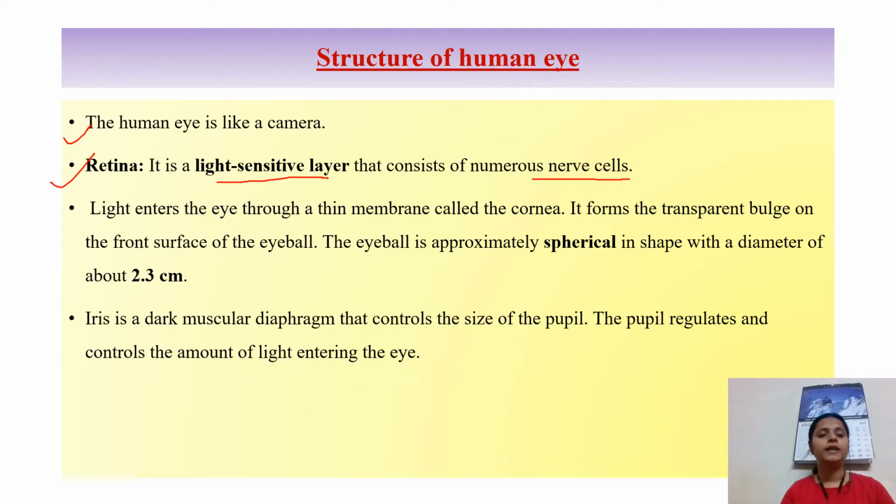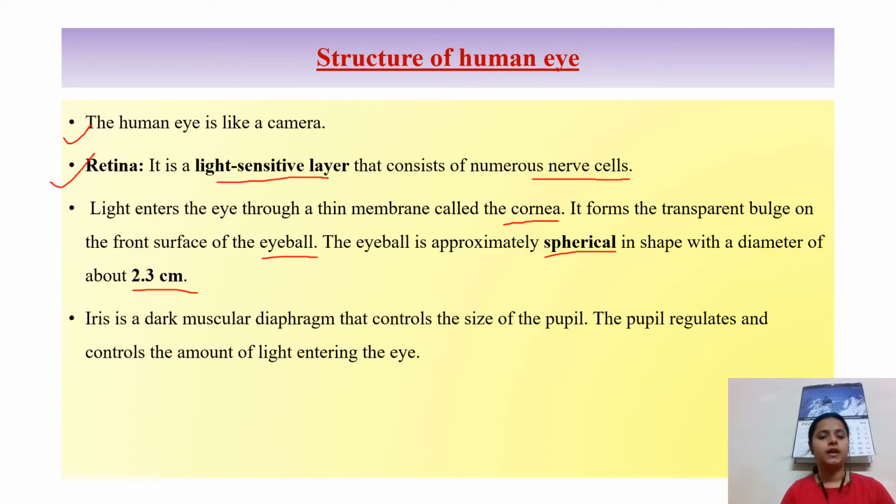Third point is light enters the eye through a thin membrane called cornea. It forms the transparent bulge on the front surface of the eyeball. The eyeball is approximately spherical in shape with a diameter of 2.3 centimeter. So you need to remember these highlighted points. It's very important to know.